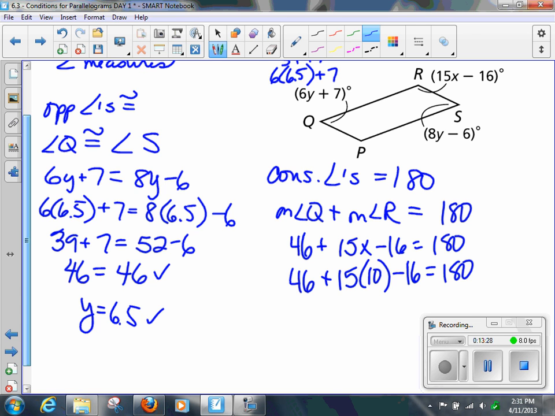What do we want to happen? I want 180 equals 180, right? So we get 46 plus 150 minus 16, which is 196 minus 16, which is, lo and behold, equal to 180. So is my Y value correct? That's right. Good answer, guys. Questions? Does this make sense? Yes. Okay.